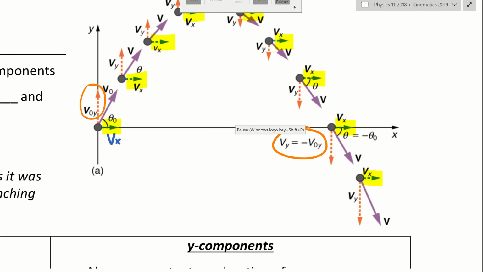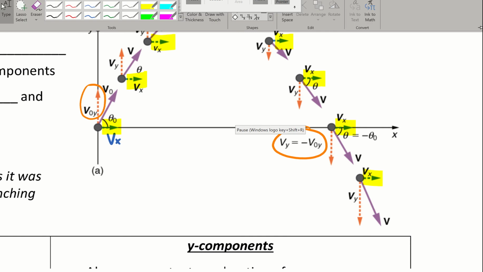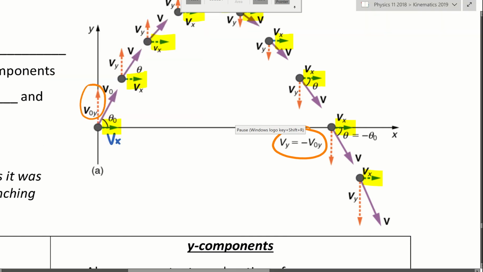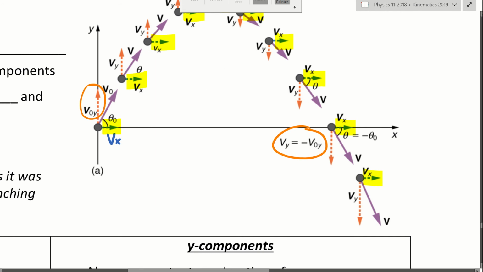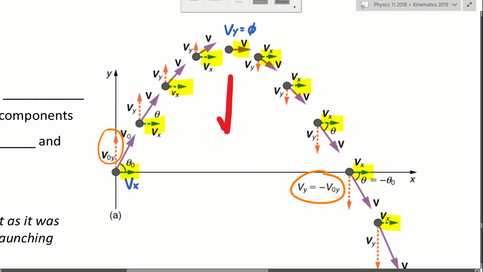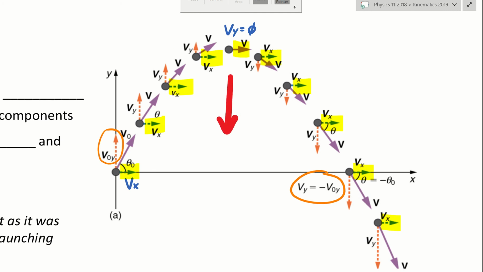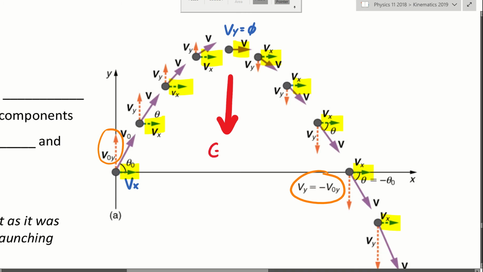So first of all, why is the object only accelerating downward? Well, because of our good friend, gravity. Gravity only goes this way. So gravity only goes in this direction. So if gravity only goes in this direction, then obviously we're going to have an acceleration that is only in the y direction, which will only affect the y direction speed, the vertical speed. So it's only in the y direction.